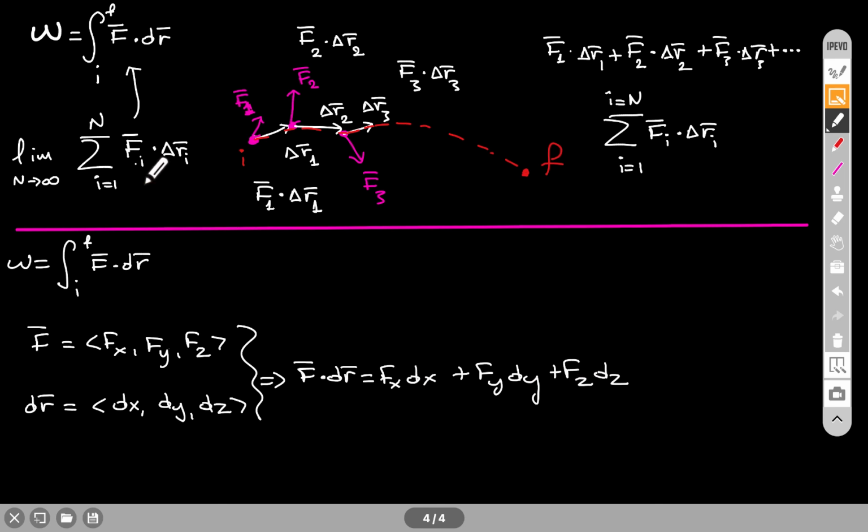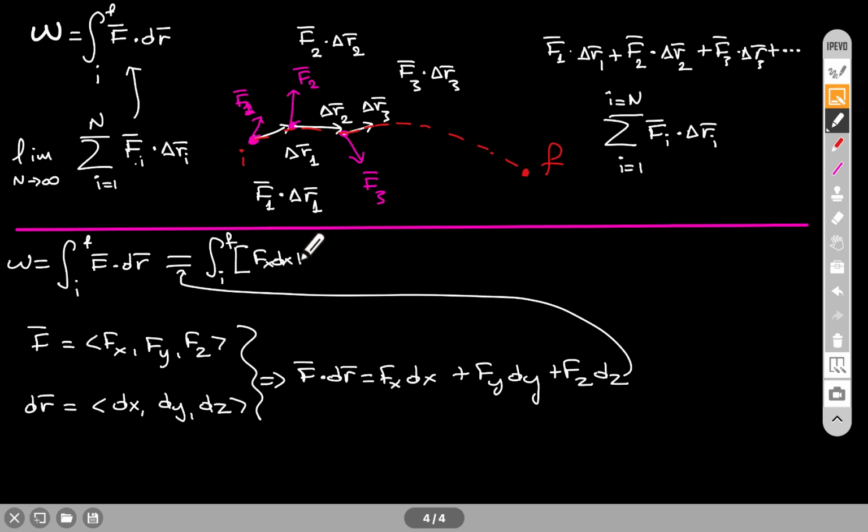So now the integral, essentially I can break this integral into three because I will have this inside the integral. So I'm going to take this and use it here, and this will be again the path integral from the initial to the final of Fx dx plus Fy dy plus Fz dz.